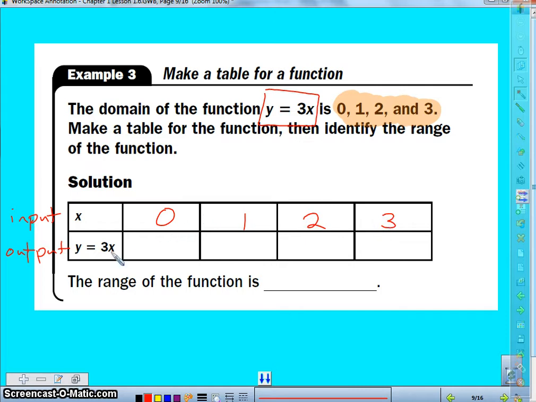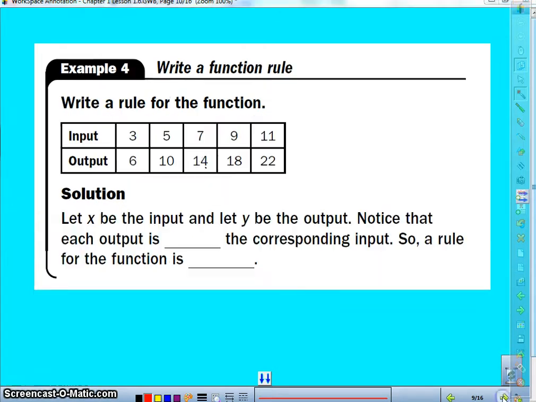Now when I put that 0 into the x value, 3 times 0 is 0. Put the 1 in, the answer is 3. I put the 2 in, 3 times 2 is 6. And then I put the 3 in, 3 times 3 is 9. So the range of this function is 0, 3, 6, 9. Even though the 0 input has a 0 output, that's fine because it only has one number as the output.